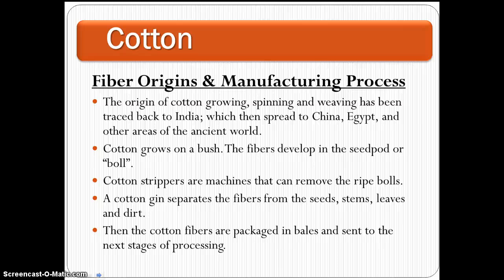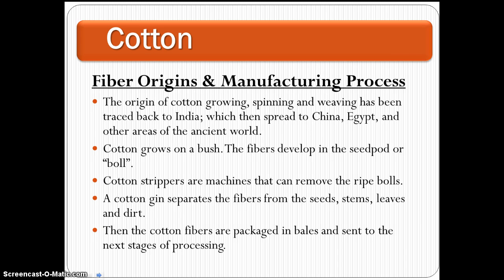Cotton grows on a bush, and the fibers develop in the seed pod, or something called a boll. Cotton strippers are machines that can remove the ripe bolls. That's in industrialized nations. In other smaller countries, they can still be gathered by hand.